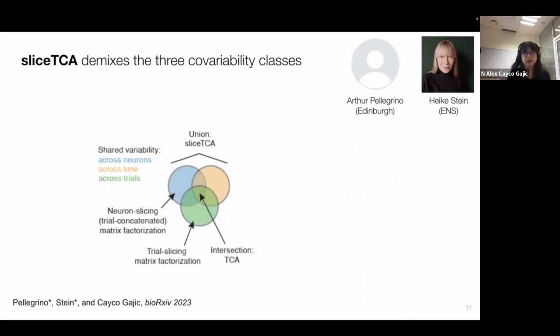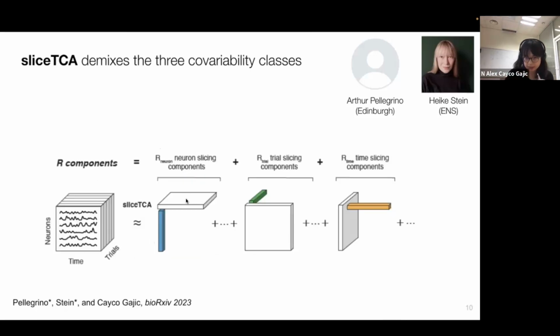And just to make this very explicit about the relationship between sliceTCA, TCA, and PCA. If you just took one of these components and you unfold this matrix into a very, very long tensor, if you only fit one type of component, you're just doing a matrix factorization if you ignore the other types of component. But the strength of sliceTCA is in disentangling all of these different classes at the same time.